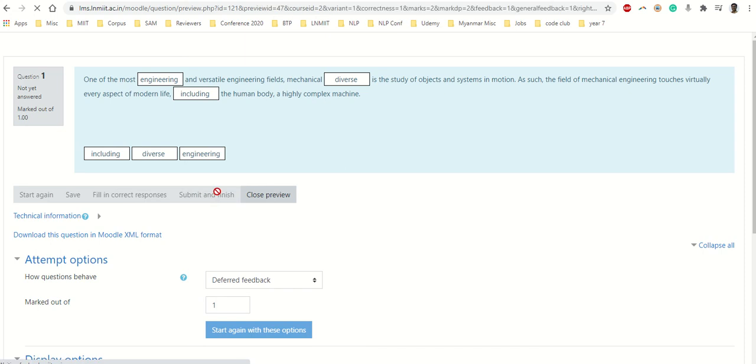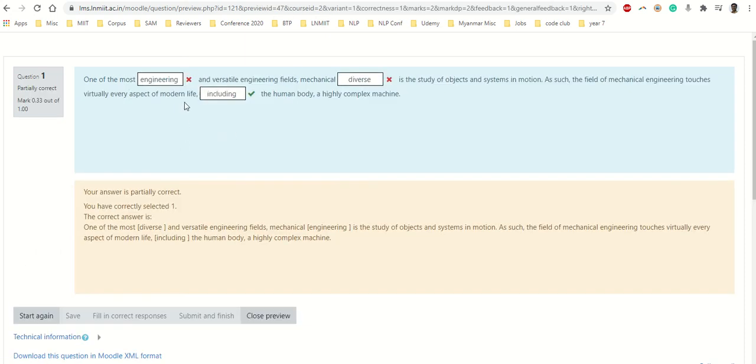I save it and I think I did only one correct, right? So I have only one correct, so I got 1 by 3 marks and the correct paragraph is shown to the students in the feedback.